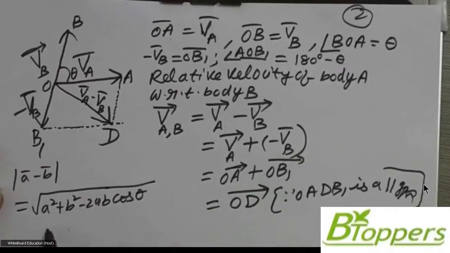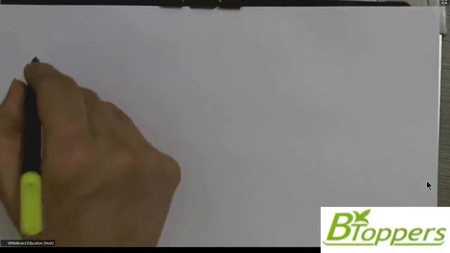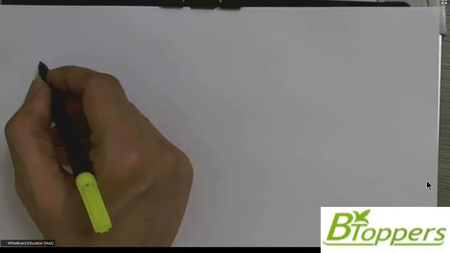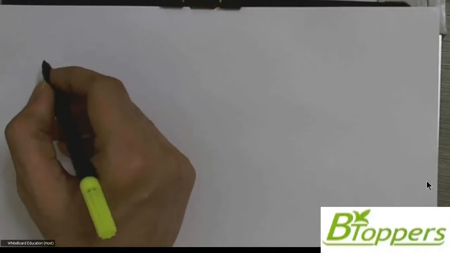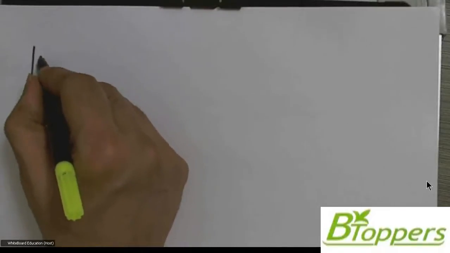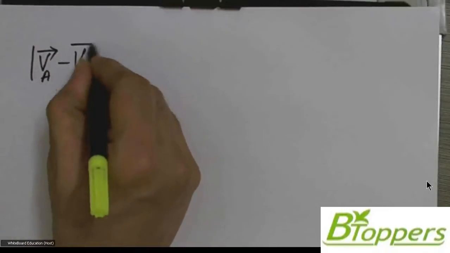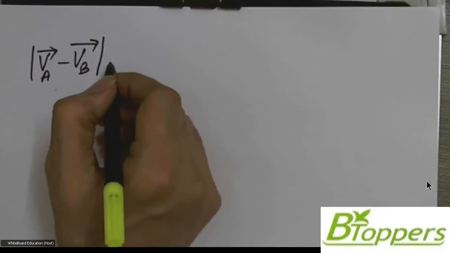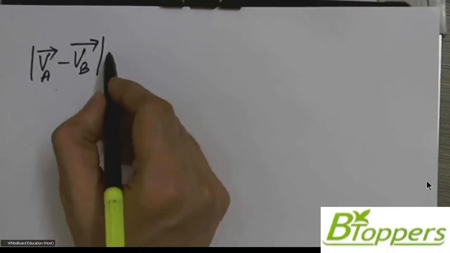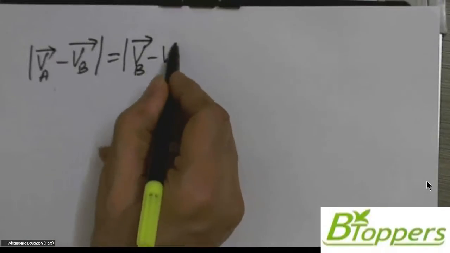Same equation can be used for finding the magnitude of relative velocity of one body A with respect to another body B. So using the formula which I have discussed in the past for magnitude of vector difference of two vectors, you can write magnitude of VA bar minus VB bar. It means magnitude of relative velocity of A with respect to B. Of course, that will be same as magnitude of relative velocity of B with respect to A.